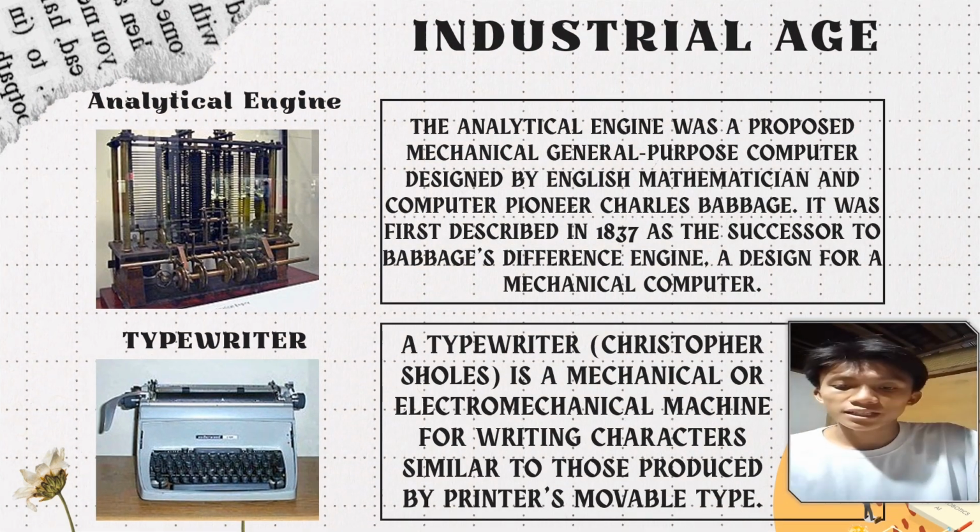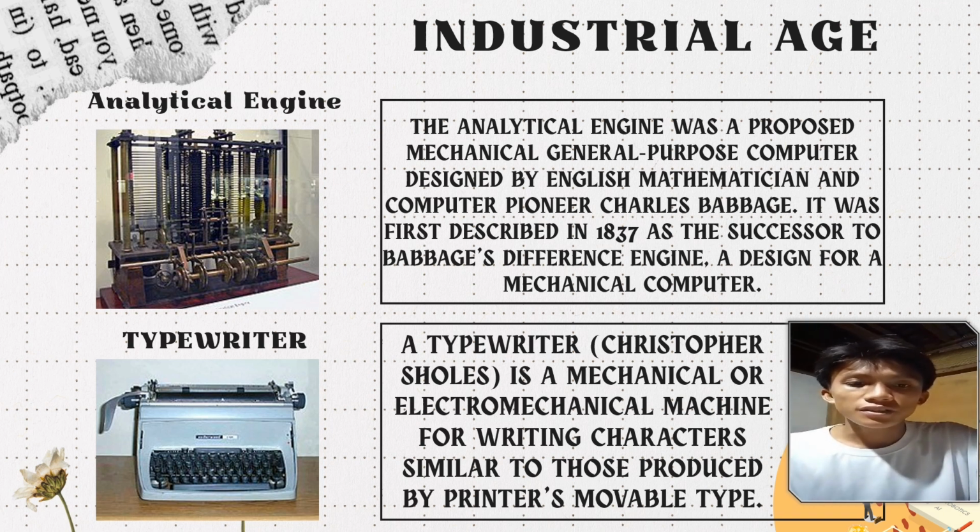First is the analytical engine. The analytical engine was a proposed mechanical general-purpose computer designed by English mathematician and computer pioneer Charles Babbage. It was described in 1837 as the successor to Babbage's difference engine, a design for a mechanical computer. And next, the typewriter. Typewriters, invented by Christopher Sholes, are mechanical or electromechanical machines for writing characters similar to those produced by printers' movable type.